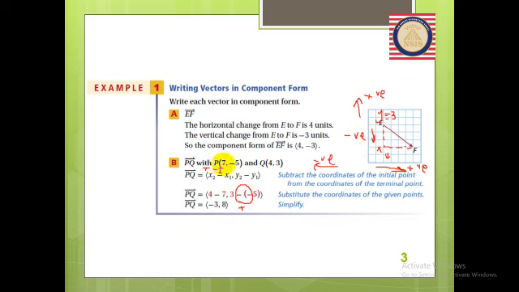But what if he gives me the points on the vector? What am I going to do? I'm going to get the change in the x and in the y, the change in the horizontal and the change in the vertical, starting from the terminal point. So terminal minus initial, terminal minus initial. Very good.